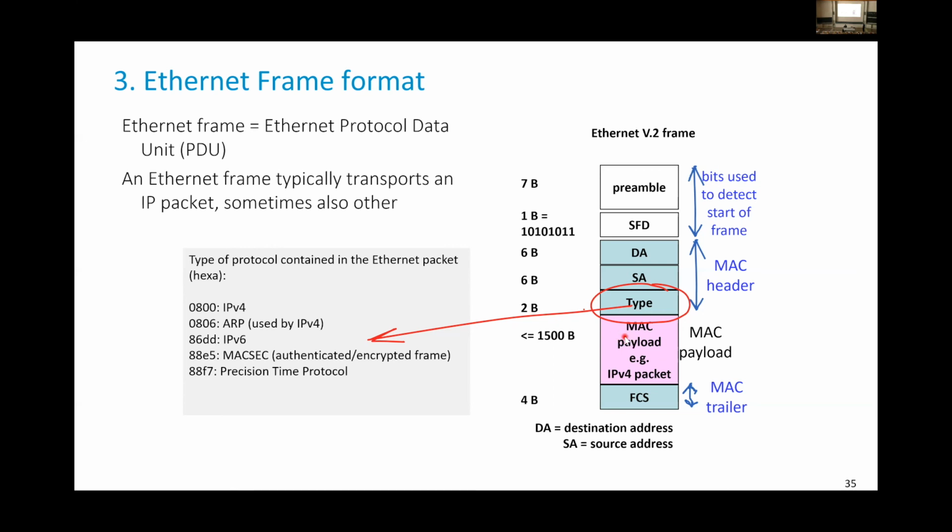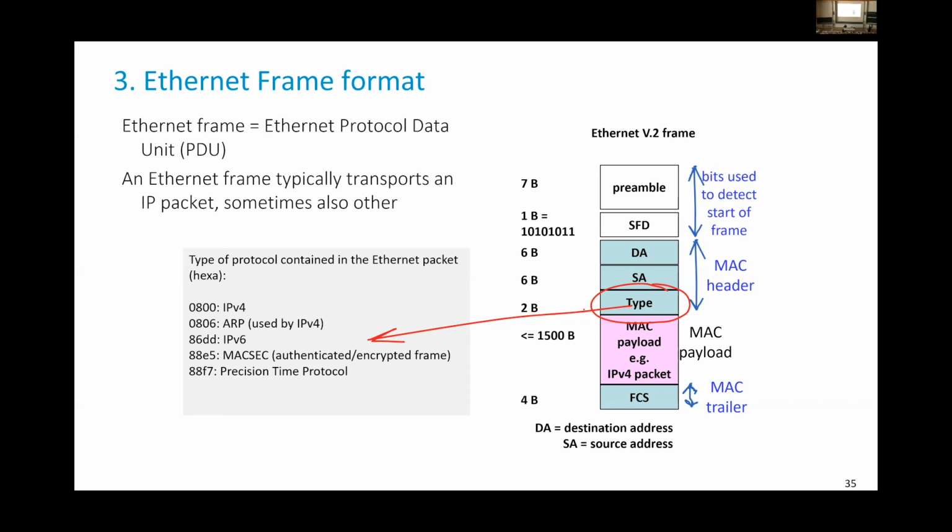The type of the packet is, for example, an IPv4 packet. We've seen that ARP used with IPv4 does not use IP packets, so that's a special type for Ethernet, and IPv6 also. And then there are almost 100 different types that are very specific, but most of the time we will never see, but they all exist.